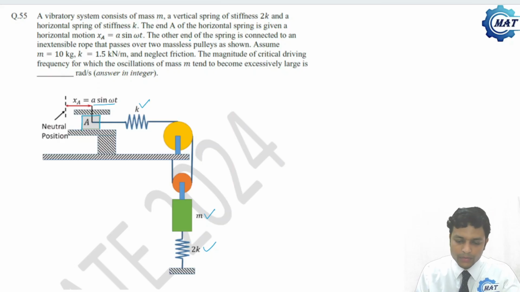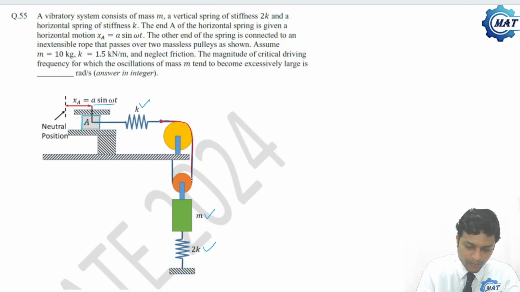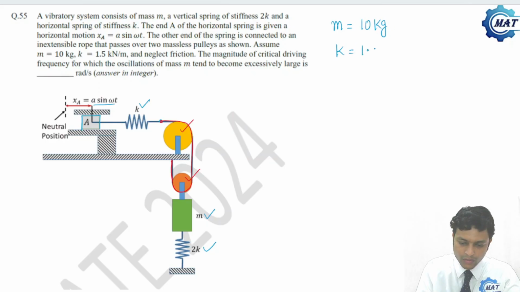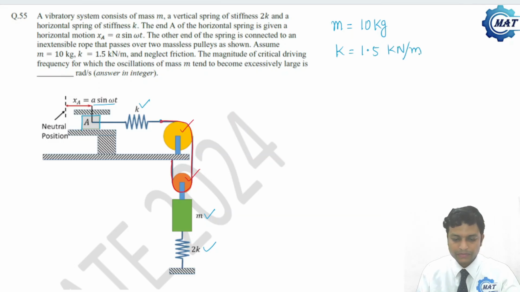The other end of the spring is connected to an inextensible rope. The red color one is the inextensible rope that passes over two massless pulleys. So this is one massless pulley and this is another. Assume that M equal to 10 kg and k is 1.5 kilonewton per meter, and neglect the friction over pulleys. The magnitude of critical driving frequency for which the oscillation of mass m tends to be extensively large.